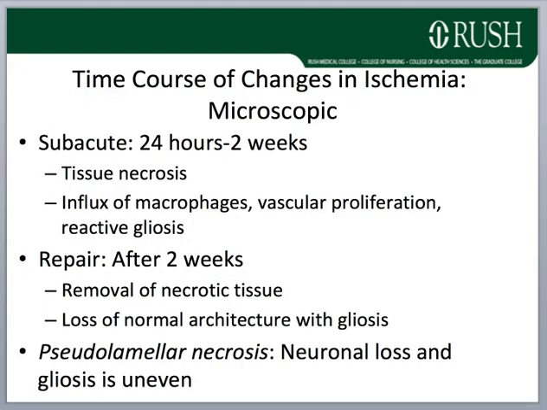Subacute changes occurring at 24 hours to 2 weeks include tissue necrosis, influx of macrophages, vascular proliferation, and reactive gliosis. Repair becomes robust after approximately 2 weeks and is characterized by removal of necrotic tissue, loss of normal CNS architecture, and gliosis. In the cerebral neocortex, the neuronal loss and gliosis are uneven, with preservation of some layers and destruction of others, producing a pattern of injury that has been called pseudolamellar necrosis.